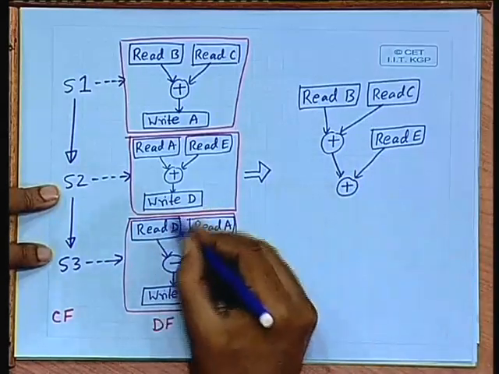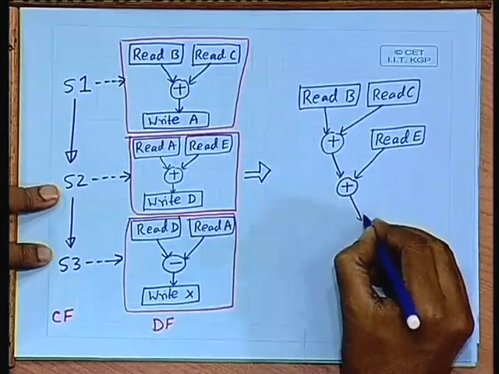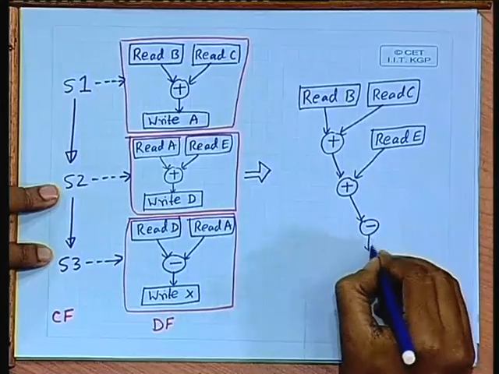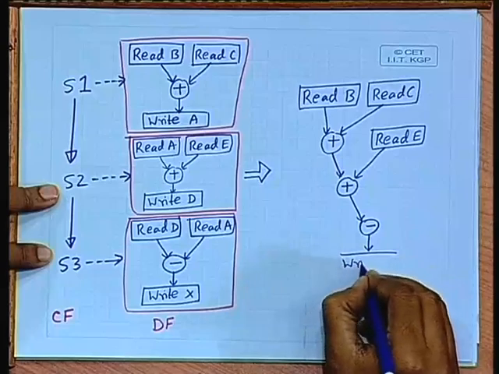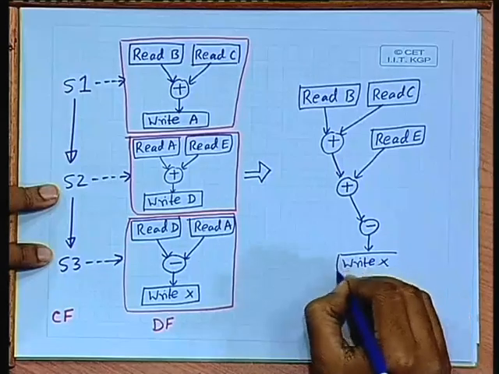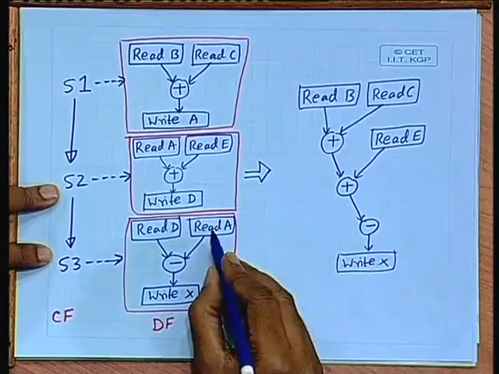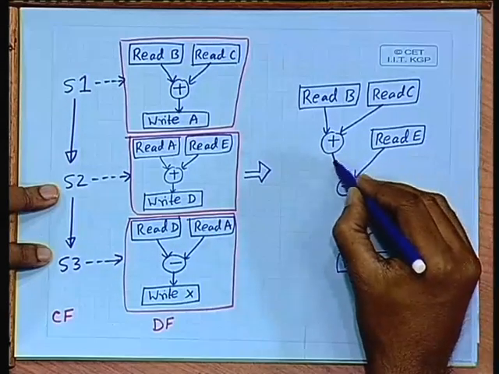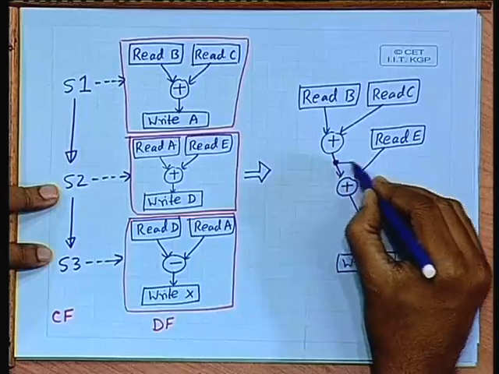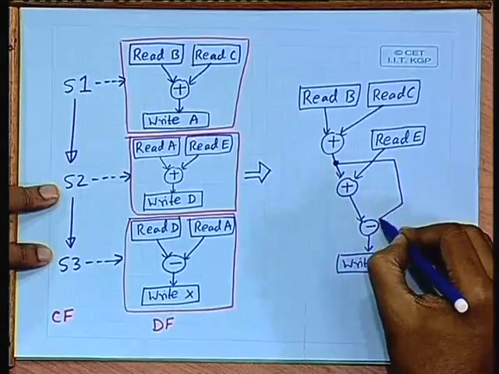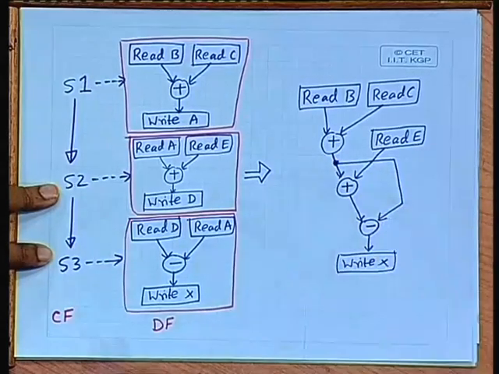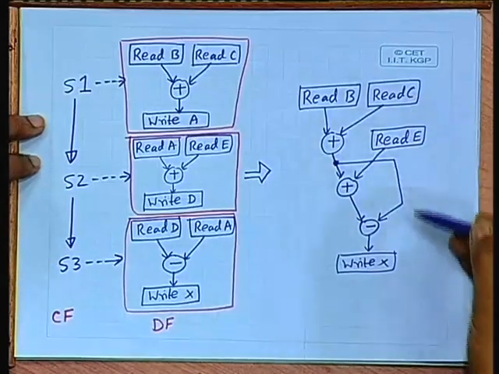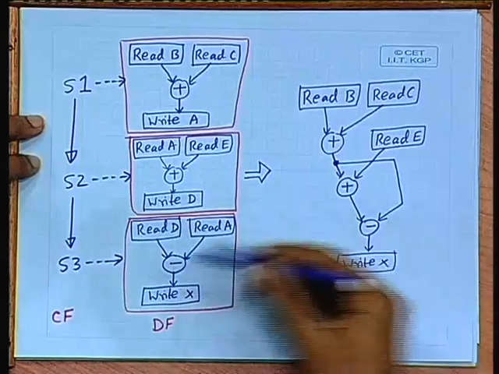And similarly, this D straight away you can feed to a subtractor. Of course, the output of the subtractor is X, write X, but the other input is A. A is this same value which you have computed here. So, this same value out here will also have to come here. So, this is the modified and compact data flow graph for the same problem.